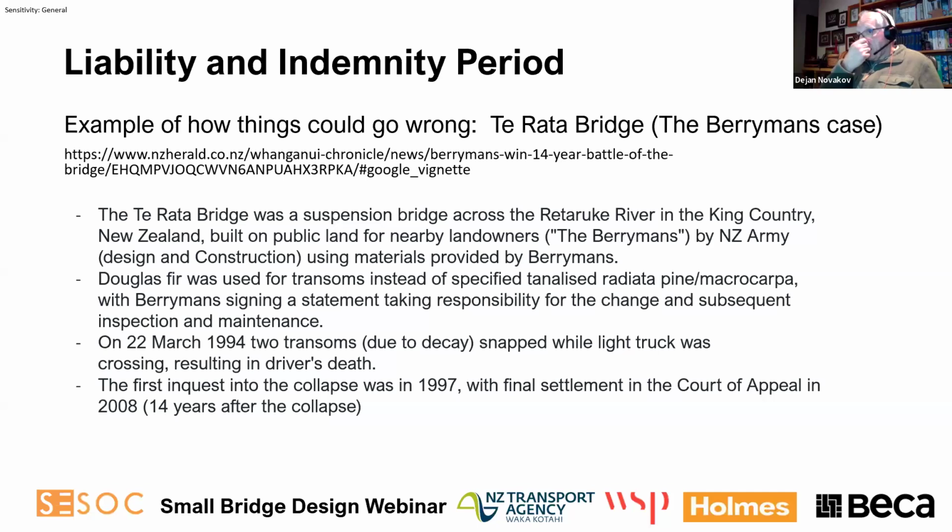On the 22nd of March 1994, two transoms snapped due to decay while a light truck was crossing, resulting in the driver's death. The first inquest into the collapse was in 1997, with final settlement in the Court of Appeal in 2008. So 14 years to go. You can imagine how those involved felt about 14 years of their life being spent on that court case. So just something to be aware of when you are making decisions and asking for departures and whatever. Next slide, please.